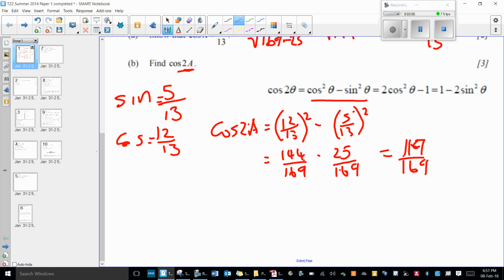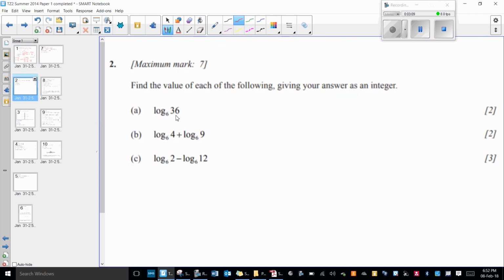Right, find the value of each, giving them as an integer. So log 6, and if you watch the other video, you'll know there are different ways of doing this. I try and make the base the same, so I'm going to try to make this a 6, so I know that 36 is 6 squared. And then that would be 2 log 6, and log 6 of 6 is 1, so it's equal to 2.